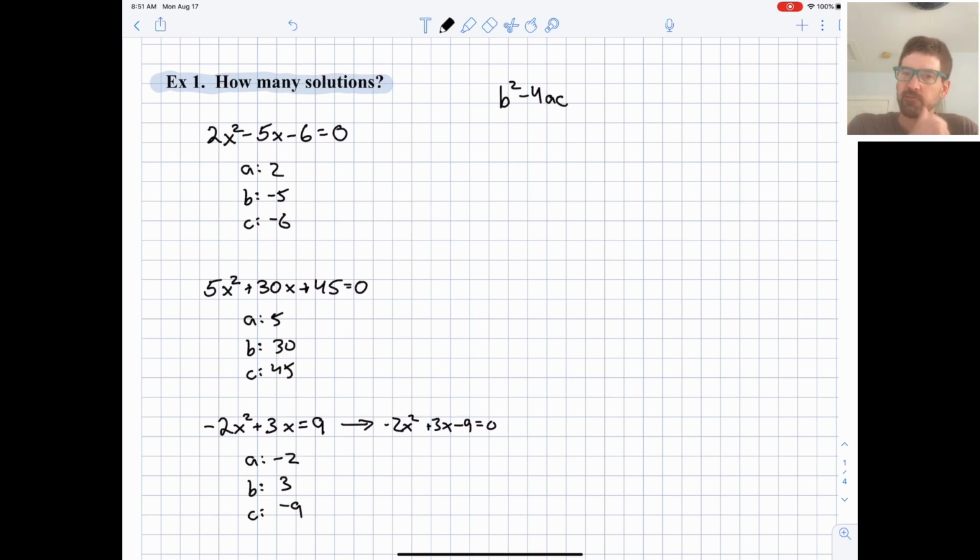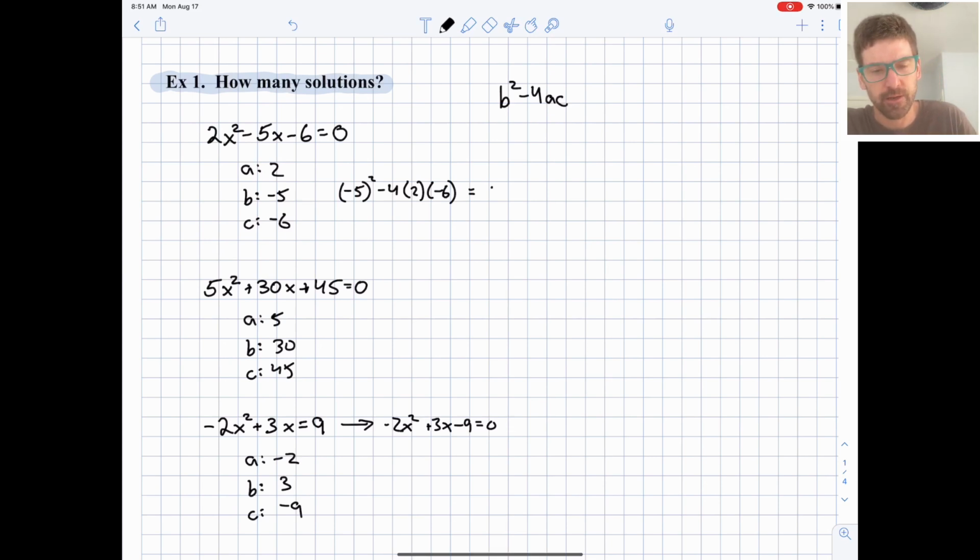Okay, and we're just plugging into our formula and solving for the discriminant. So b squared, making sure we're squaring the entirety of the negative 5, minus 4 times 2 times negative 6. Probably the most common mistake that happens in using the quadratic formula is around negative signs. So just be careful with negative signs here.